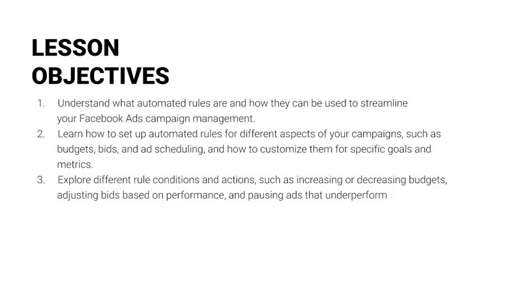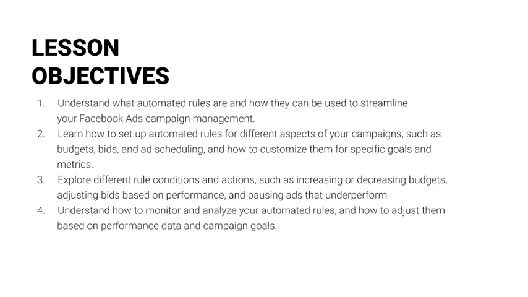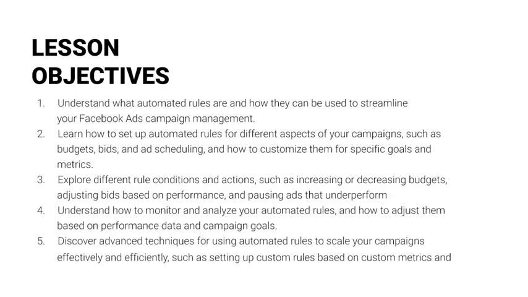Explore different rule conditions and actions such as increasing or decreasing budgets, adjusting bids based on performance, and pausing ads that underperform. Now, understand how to monitor and analyze your automated rules and how to adjust them based on performance data and campaign goals. Number five, discover advanced techniques for using automated rules to scale your campaigns effectively and efficiently, such as setting up custom rules based on custom metrics and conditions.